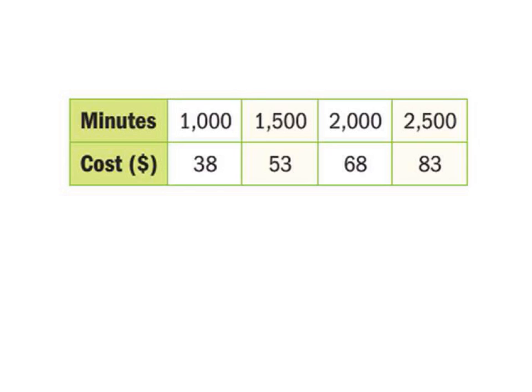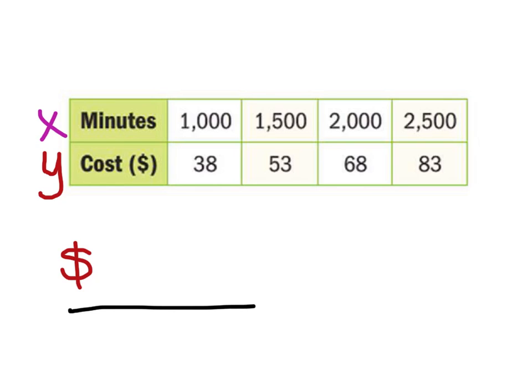So the rate of change or the slope, again, it's going to be a fraction. And before I start this, I can label my y's are represented by dollars. Okay, because in a horizontal table, the x values are on top. So my x's are represented by minutes. Well, let's find our changes in y.